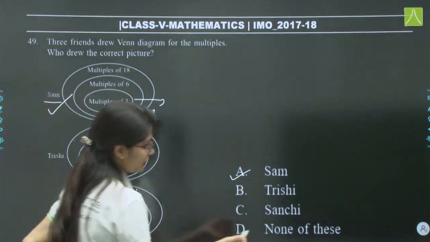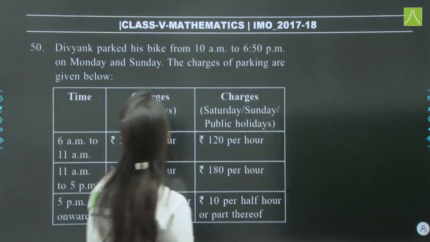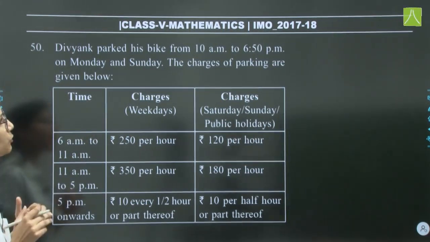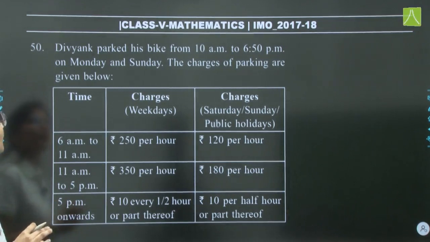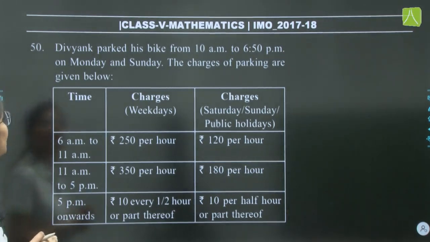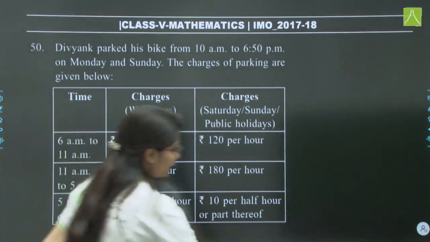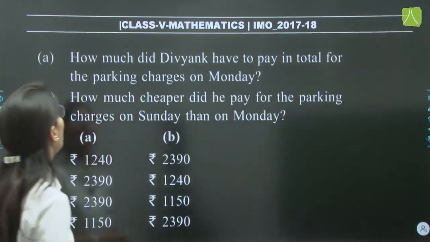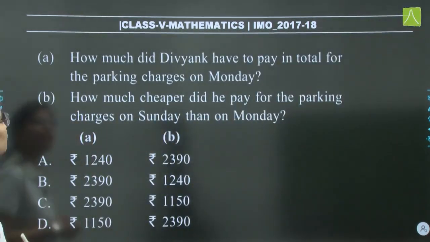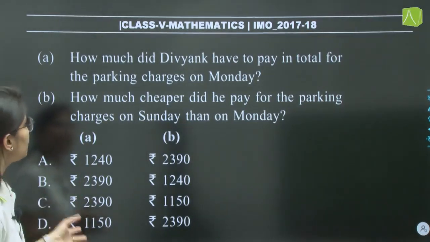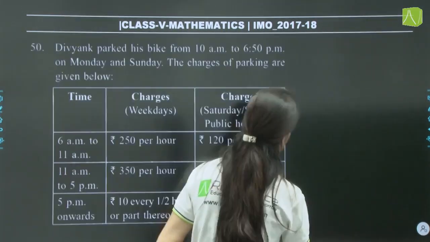Okay, now let's take the last question. Divyang parked his bike from 10 AM to 6:50 PM on Monday and Sunday. The charges of parking are given in this table. How much did Divyang have to pay in total for the parking charges on Monday? So we need to find out the parking charges on Monday. Let's see the table.